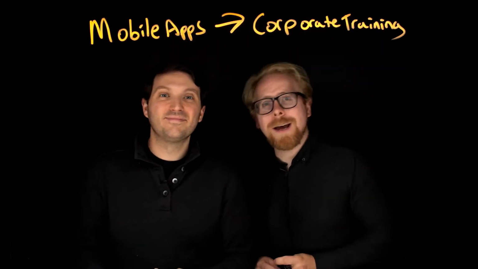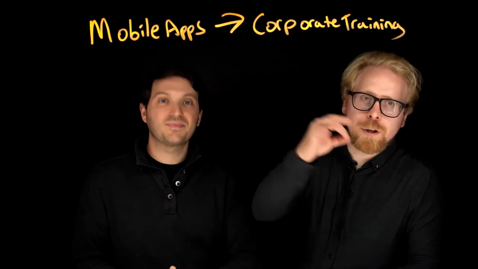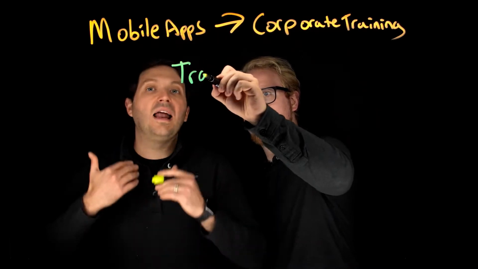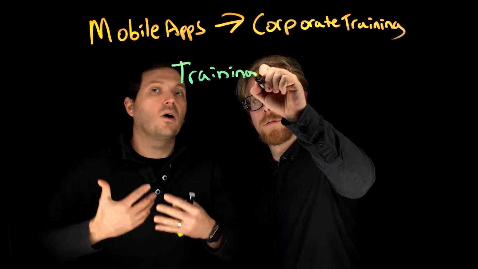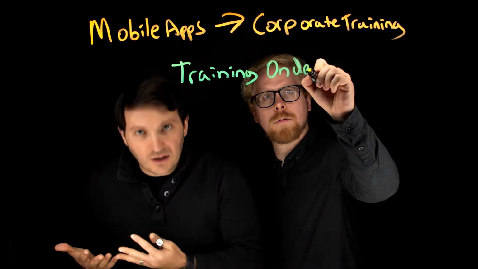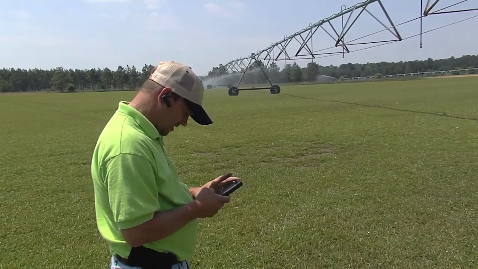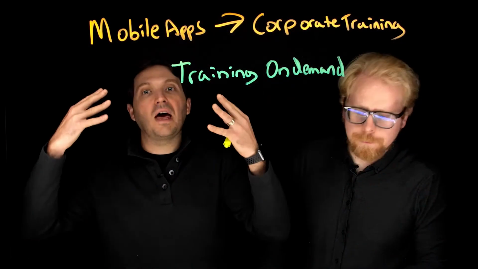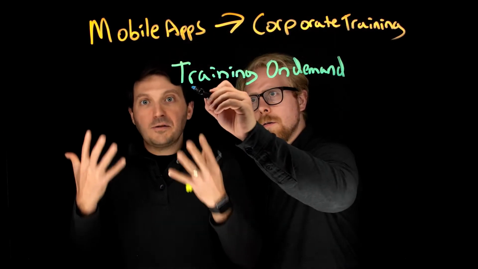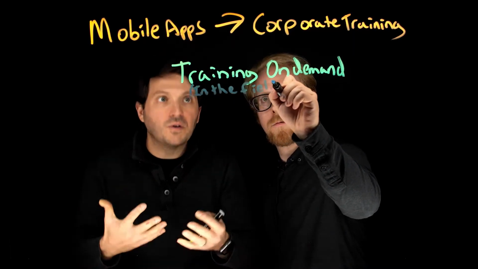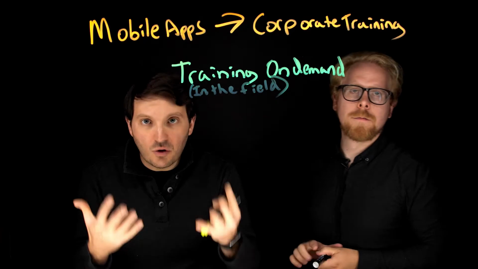So the first way you want to use mobile apps in your corporate training is training on demand in the field. There are many companies out there that have technicians on the field. If you are a cable company, an internet company, an HVAC company, an irrigation company, a construction company, people that are on the field, think of it as these people need to carry around tablets and or mobile phones. This is a great use case for them.